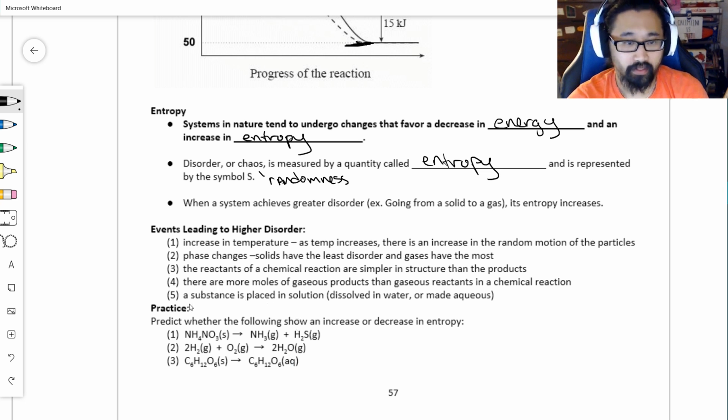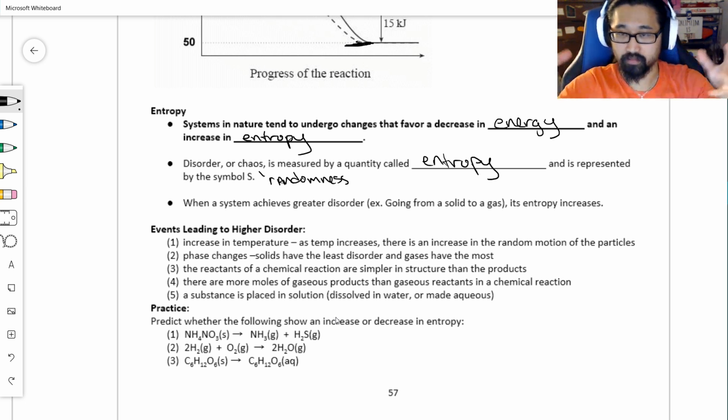Right? Or if you place a substance in solution, so if you dissolve it in water, you make it aqueous. If I take a solid something and I dissolve it in water, it separates into pieces, it dissolves, so it will become more messy, more disordered, more entropy.